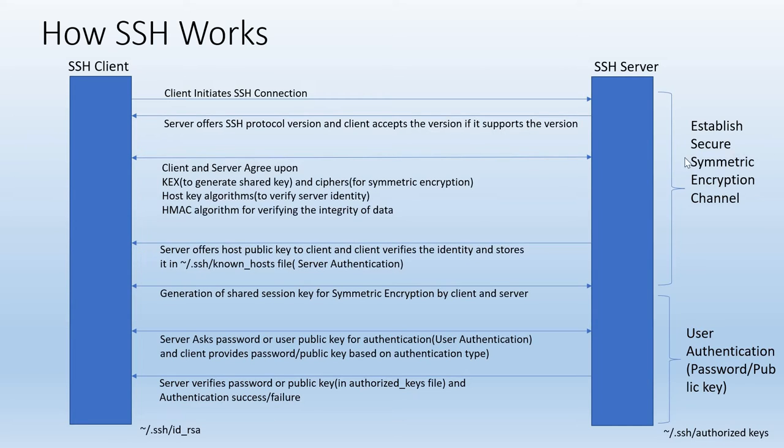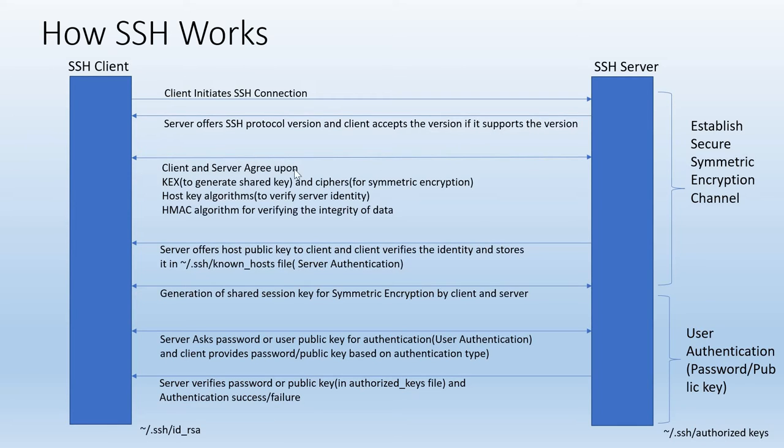So how exactly will this symmetric encryption channel be obtained between client and server? They follow some steps. Initially, the client initiates an SSH connection to the server. The server offers the latest version of the protocol, like SSH2, which should be supported by the client. If the client supports it, then it will go to the next step.